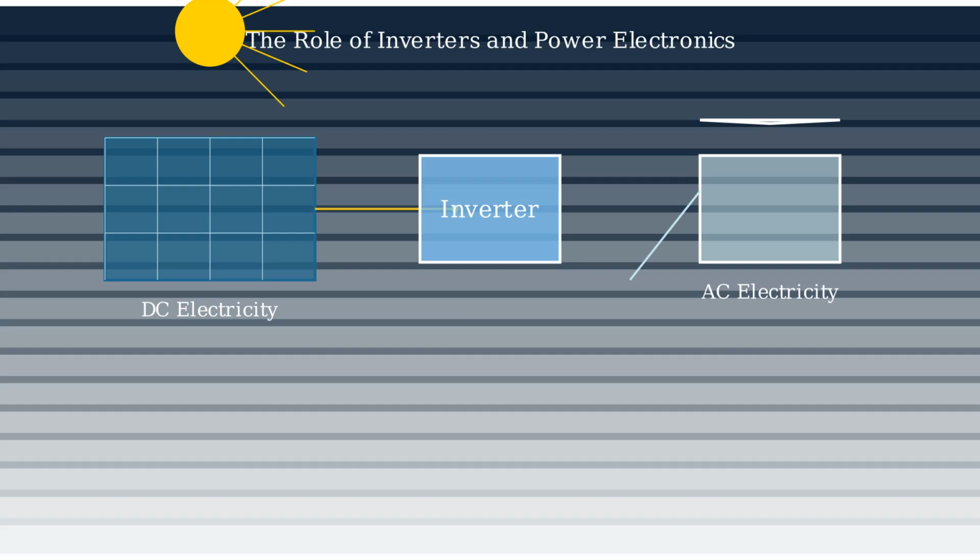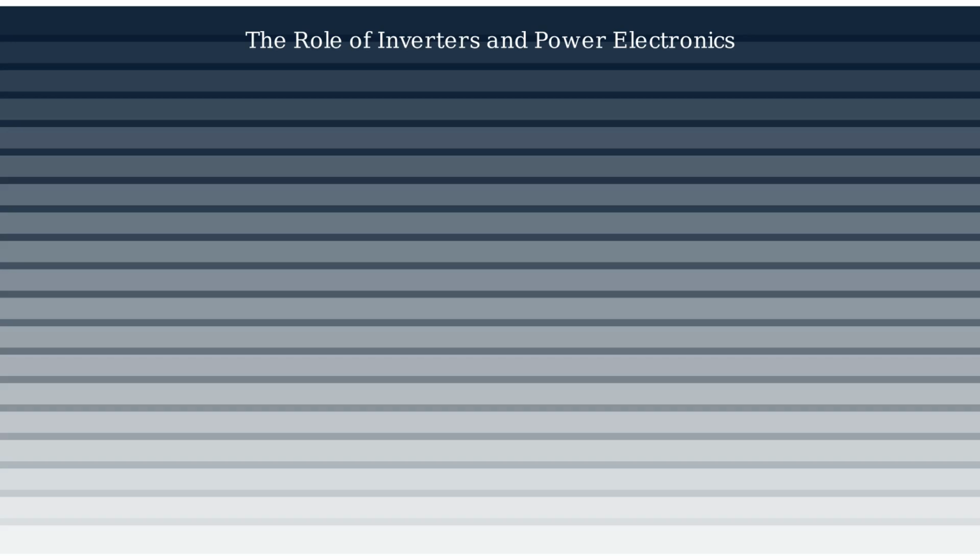An inverter is a crucial component that converts DC electricity from solar panels into AC electricity that can be used in your home. During conversion, the steady DC current is transformed into oscillating AC current. Modern inverters do more than just convert electricity. They optimize system performance through maximum power point tracking, or MPPT.